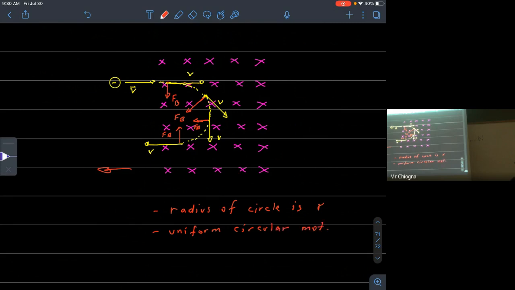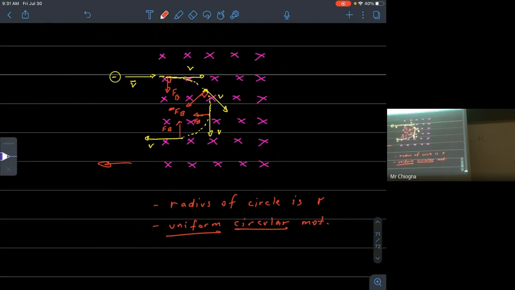How do I know that? Because it's a property of the magnetic field that it's always perpendicular to the velocity, always acting perpendicular. Which means the speed will not change. That's what uniform means. The speed isn't changing. And since the force is always perpendicular to the velocity, the force will always point towards the center of a circle. You can show that. So it is circular motion.